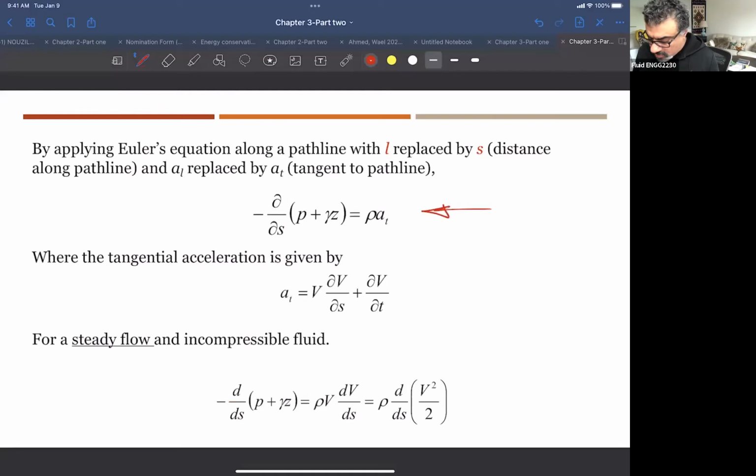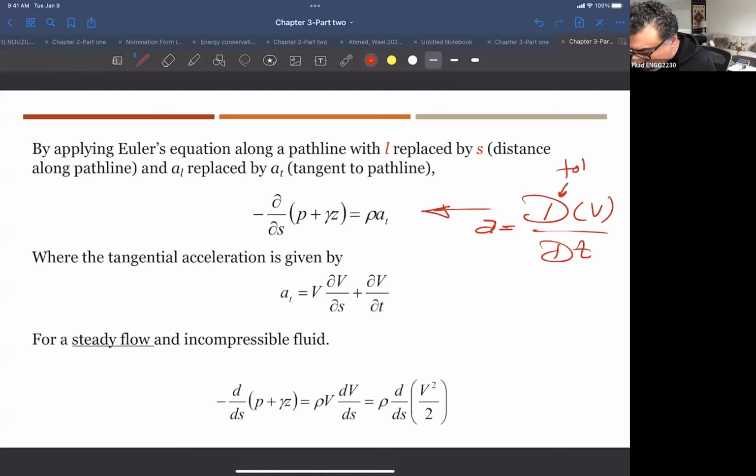One thing that we have to know about acceleration is that it is the change of the velocity, right? If you remember from your mechanics, acceleration is the derivative of the velocity with respect to time. Remember, this is a total derivative, right? But this is a partial derivative, right? That's why the velocity in general could be a function of space and time, okay?